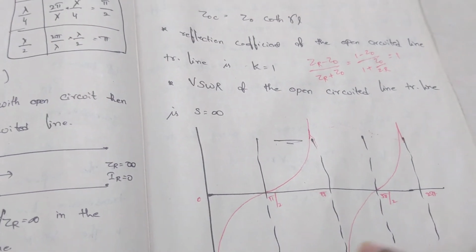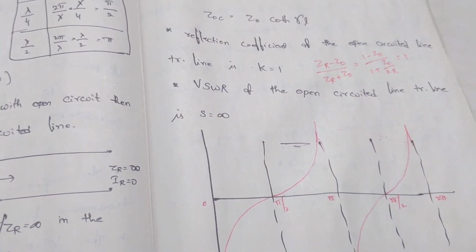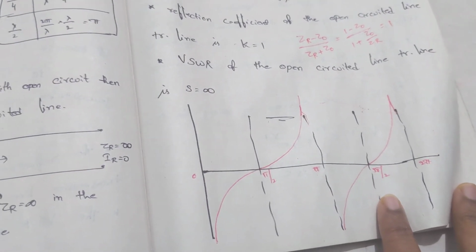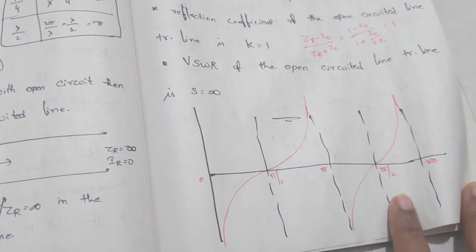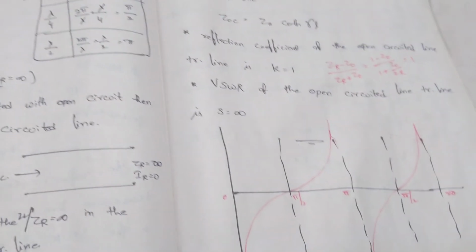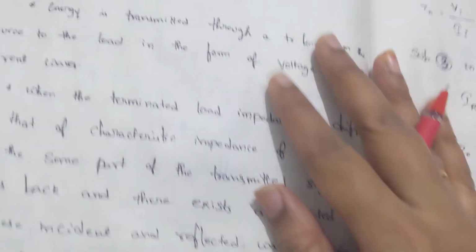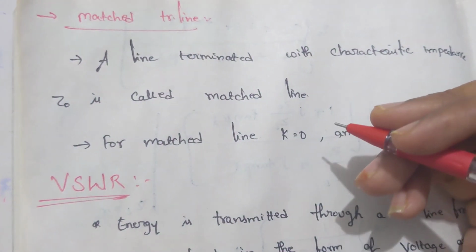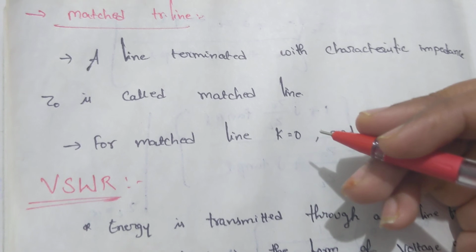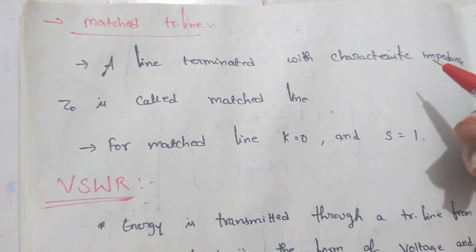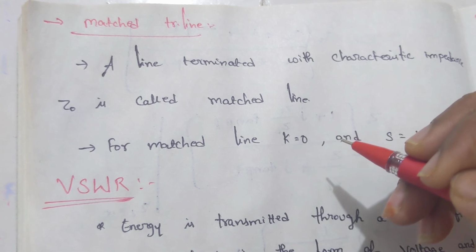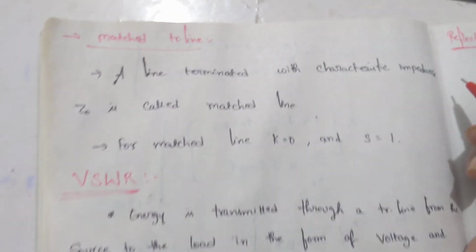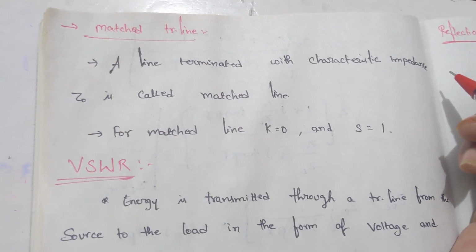When you look at the variations in input impedances, this is how you get them, because there will be a 180 degree phase shift. If the line is terminated with the characteristic impedance, then that line is called a matched line. That means ZL equals Z0. There the reflection coefficient equals 0 and the standing wave ratio equals 1. Thank you.